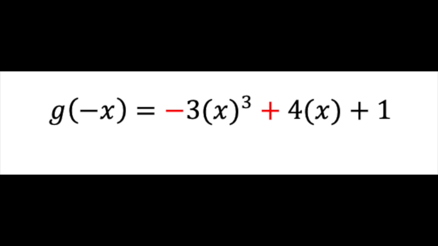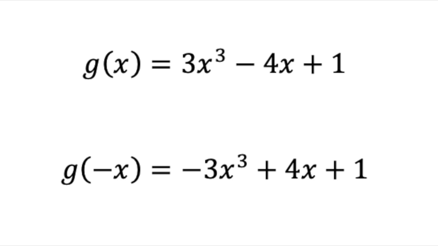Let's compare it with the original function g that we were given. Here is g of x, our original function, and g of negative x, the result of replacing every x with negative x. Remember, for the function to be odd, every sign inside of that function needs to become the opposite of what it was when x is replaced with negative x. While the sign of 3x cubed changed and the sign of 4x also changed, the sign of 1 remained the same. This means that the function is not odd.